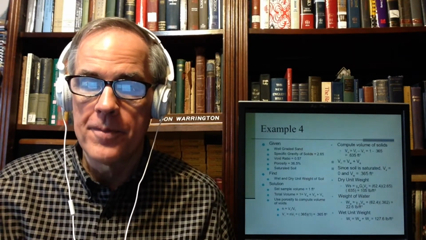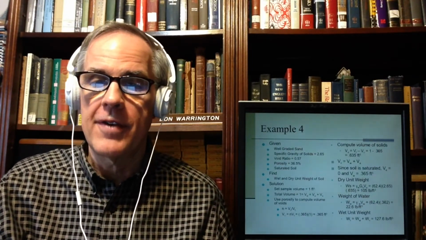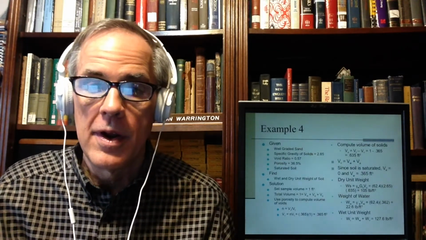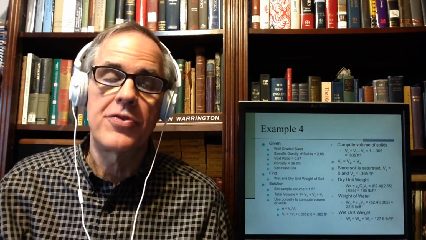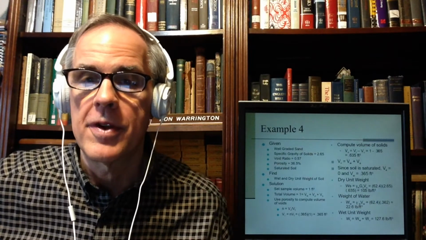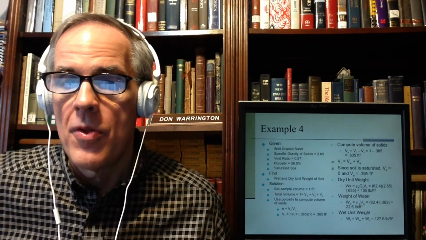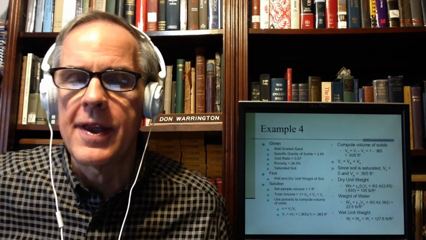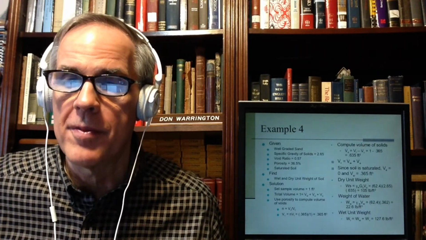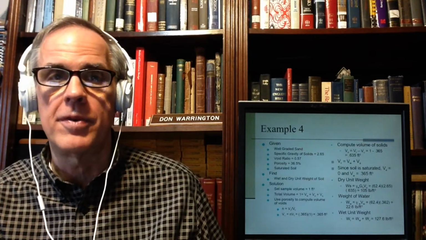So I have the total volume, and the volume of the voids is 0.365 times 1, which is 0.365 cubic feet. That means the volume of the solids is what's left over, and that's true for saturated and unsaturated samples as well. It's 0.635 cubic feet. Now the saturated part kicks in, because the volume of the voids is equal to the volume of the water plus the volume of the air. Since there's no volume of air, the volume of the water is 0.365, the total volume of the voids.